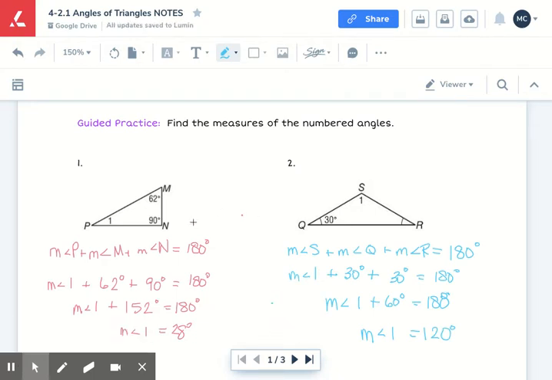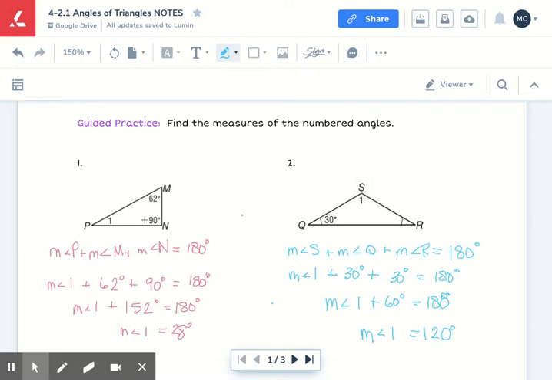Okay, so for these two problems, the first one, the measure of angle 1, which was the one we were looking for, was 28 degrees. And on the second one, the measure of angle 1 was 120 degrees. Now, I did want to talk a little bit about these two because there are some special things here.